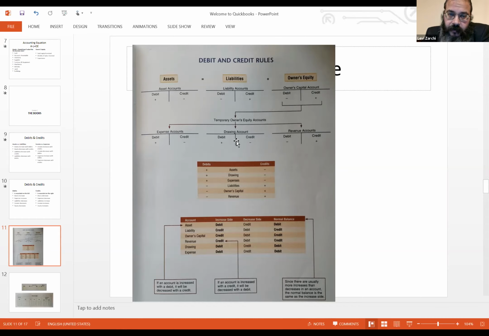Drawing is the exact same thing. I'm already pulling money out of my account. So it's not an expense in the tax sense, but it is bringing my equity down. That's what these are called, temporary equity accounts. Expenses, revenues, and drawing. At the end of the year, it's all going to balance out.